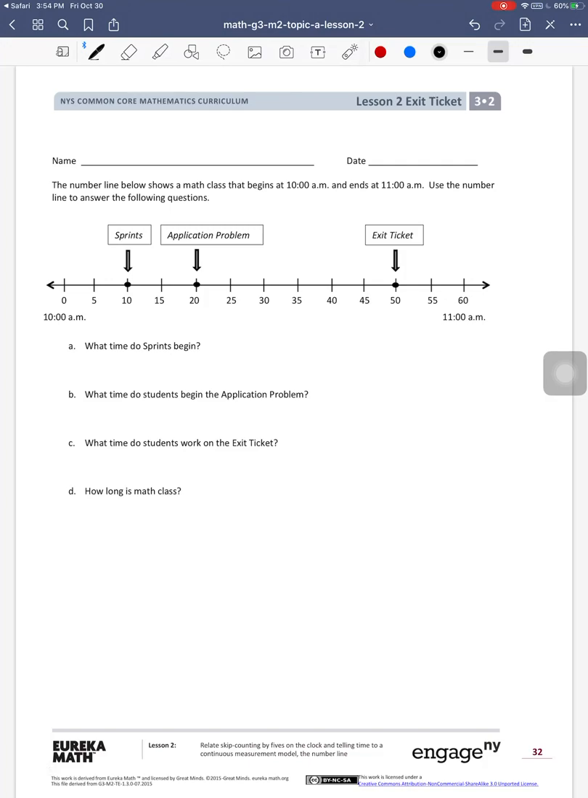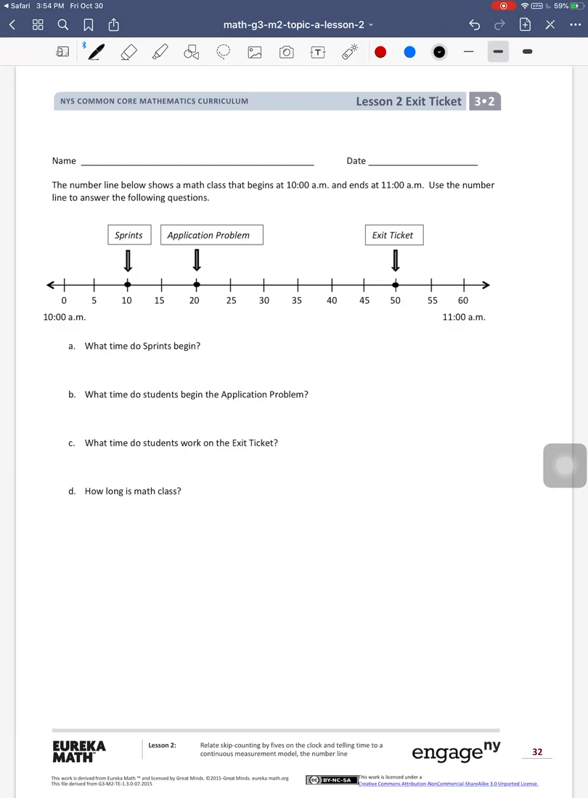The number line below shows a math class that begins at 10 a.m. and ends at 11 a.m. Use the number line to answer the following questions. All right, so we see our number line, 10 a.m., 11 a.m., and we see sprints, application problem, exit ticket. Oh, these students are doing Eureka Math too, just like us.